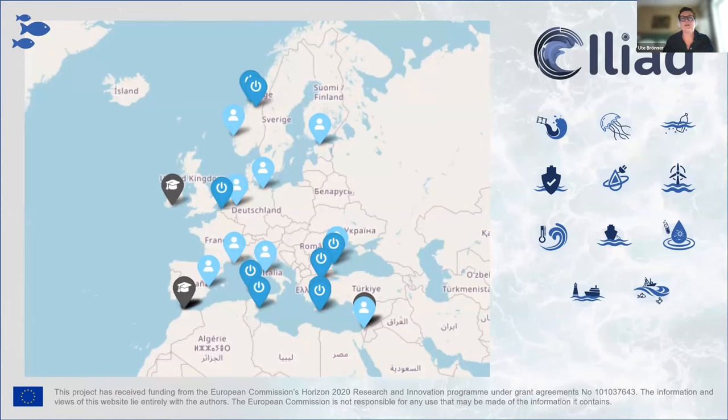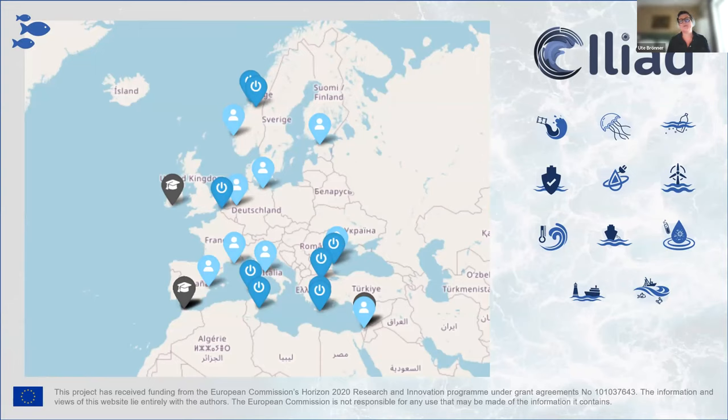We have a lot of partners in Iliad, and so we also have a lot of pilots. In fact, there are over 20 pilots, spread all over Europe and the associated countries, as you can see. As Bente has shown you before, we work along specific topics, and you see the icons for these topics on the right-hand side. We are thinking about biodiversity, jellyfish swarm warnings, but biodiversity also includes invasive species from ballast water, for example, and biodiversity assessment of different habitats.